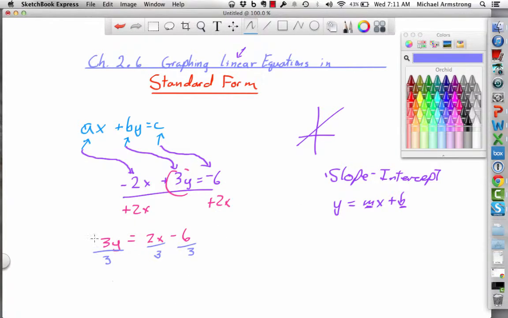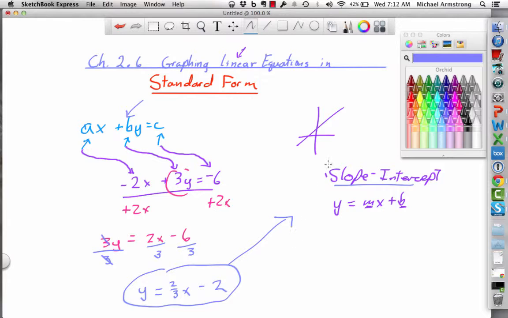And then when we rewrite it, those cancel out. y is by itself now. And this becomes just 2/3 x. And 6/3 is 2, so it's minus 2. And now this is something that's easy to graph. It's something you recognize, the slope-intercept form. So standard form is what you're going to see an equation in a lot. And then if you convert it over to slope-intercept form, you can graph it more easily.